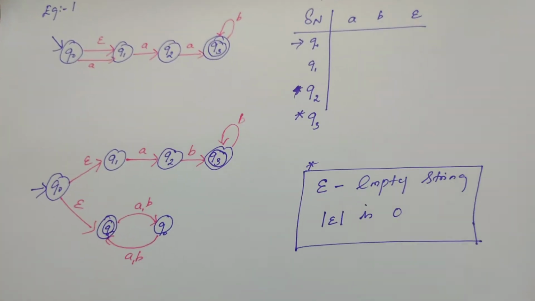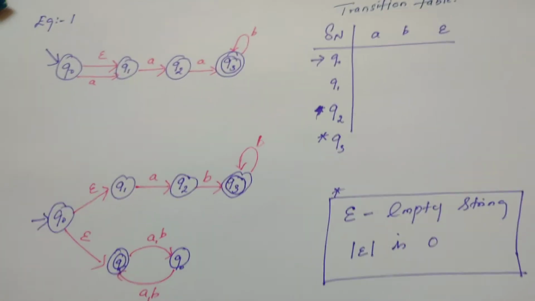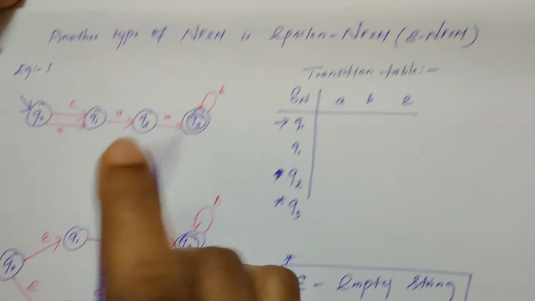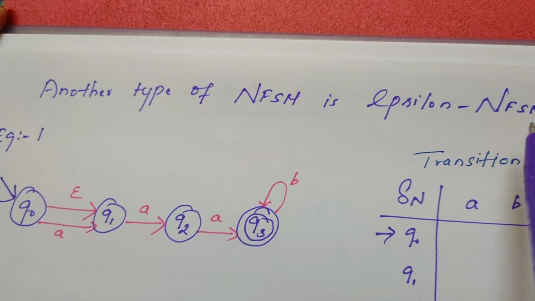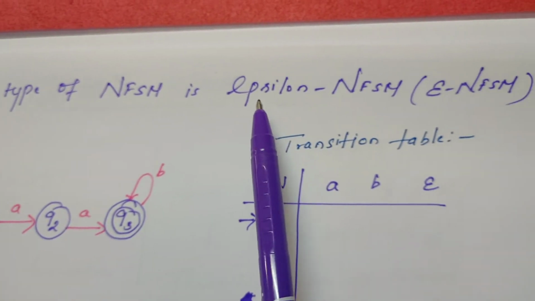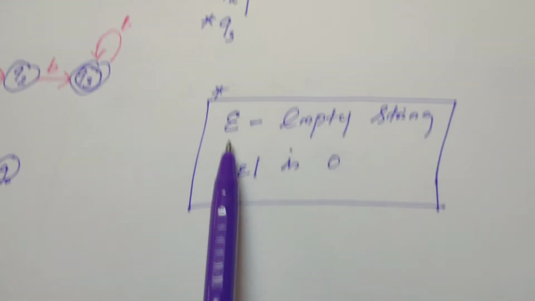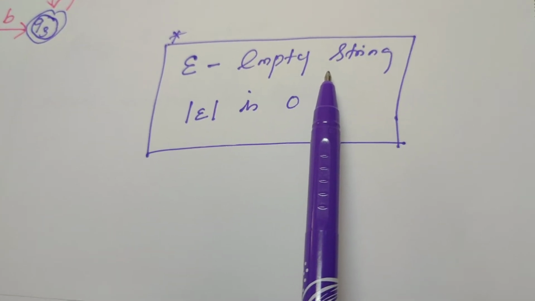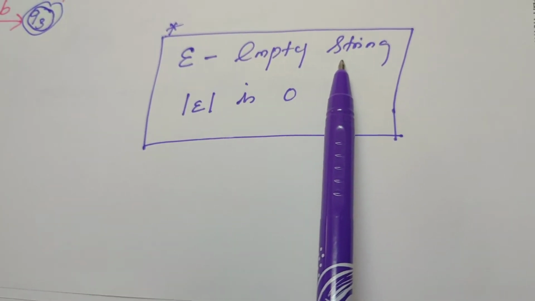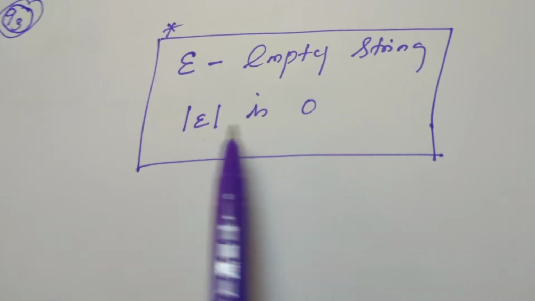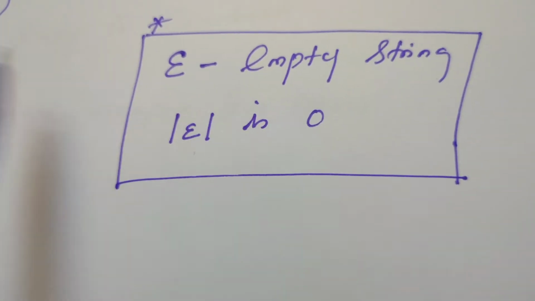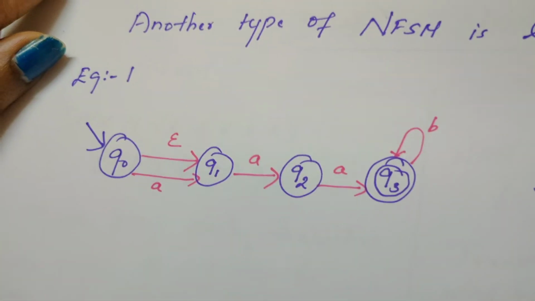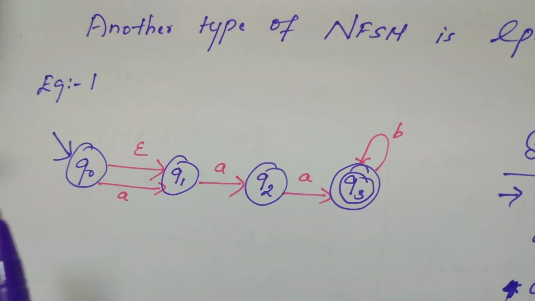Now let us see another type of NFSM, or another variant of NFSM, which is epsilon NFSM. This epsilon is denoted by this symbol. It means empty string. This is one of the important concepts in the theory of computation. The length of the string is actually 0. Okay, now here I have two examples. Let us try to understand both the examples.